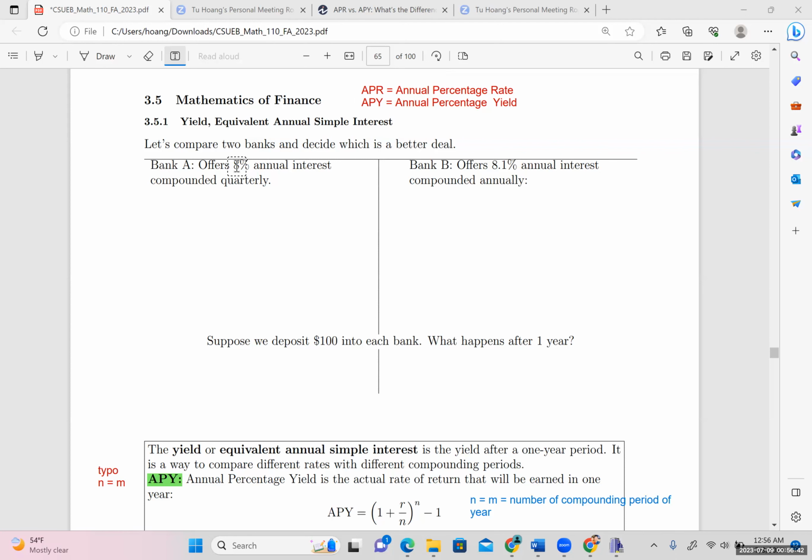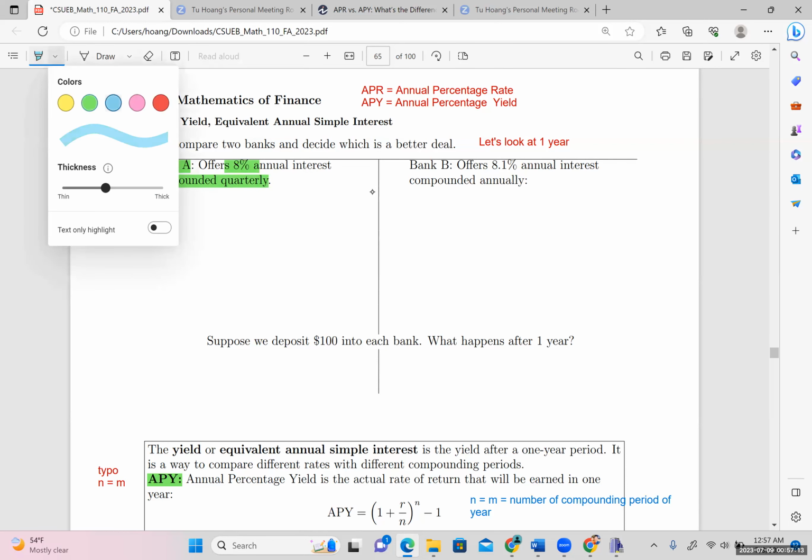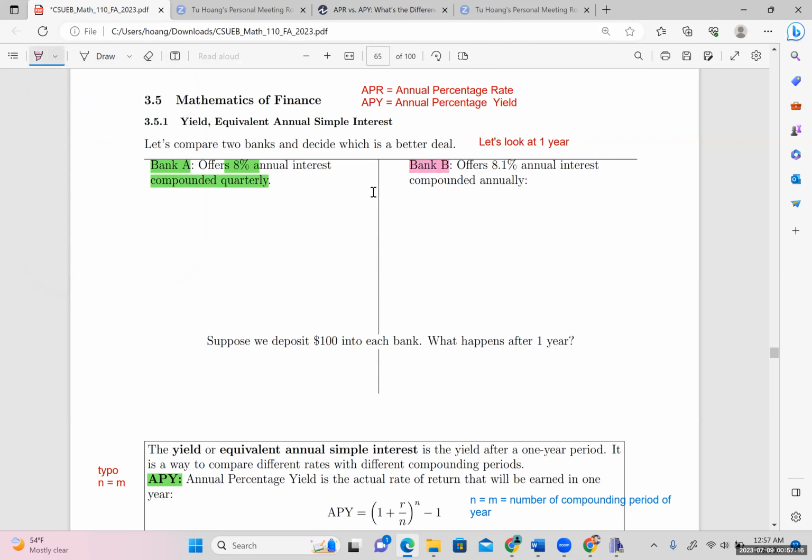So let's compare two banks and decide which has the better yield. But please, let's look at 1 year. Let's start with bank A. It offers 8% annual interest compounded quarterly. And bank B says 8.1% annual interest compounded annually.